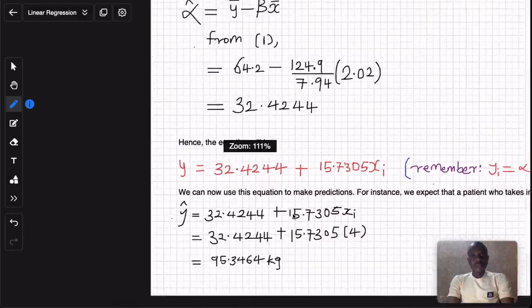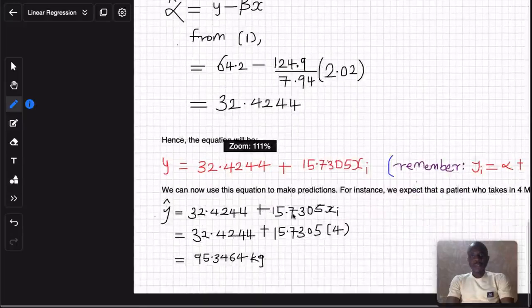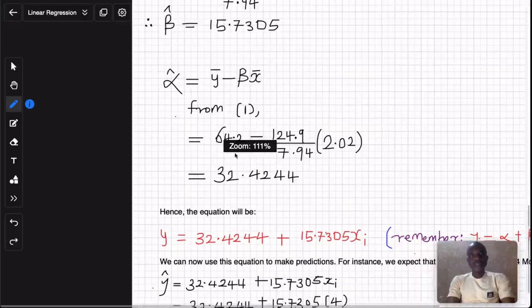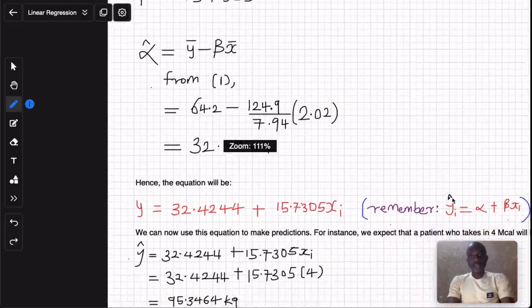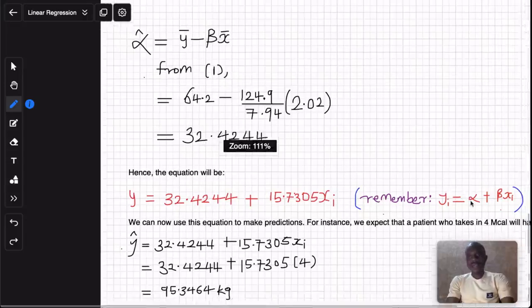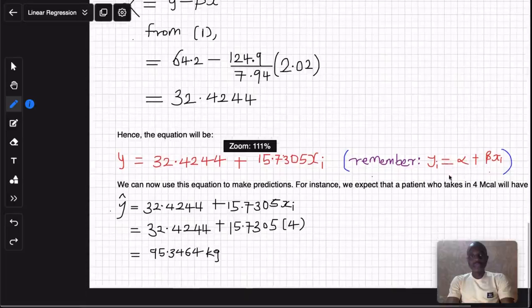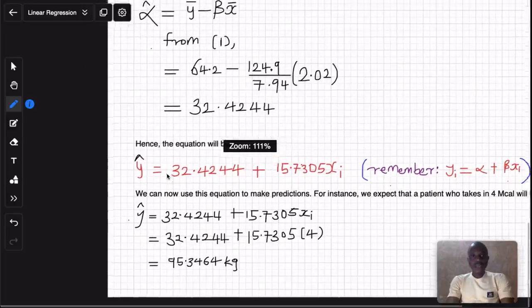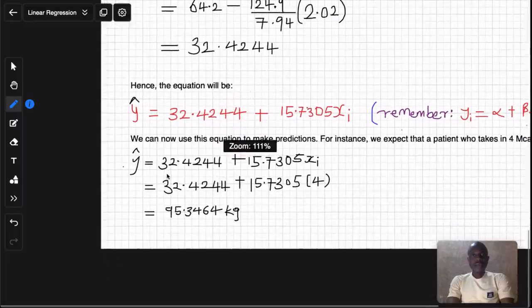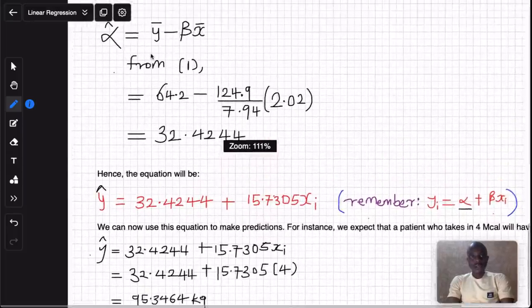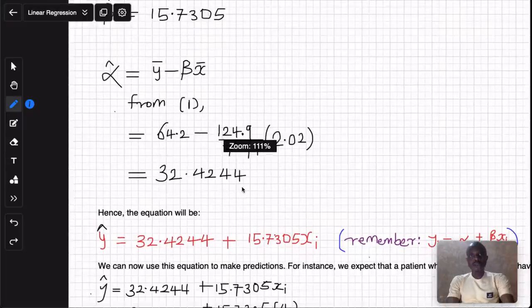So now we obtain beta and alpha. But how do we go about it? Now remember that the equation we wrote earlier on, I said we could leave the hat out of it because this is a depiction of the true thing, talking about the way it should be. This is not the estimated value, but this one is the estimated value, so you should have a hat here. Now, looking at this, we know that alpha in our equation is this, and we obtained it to be 32.4244. So we just put it there.